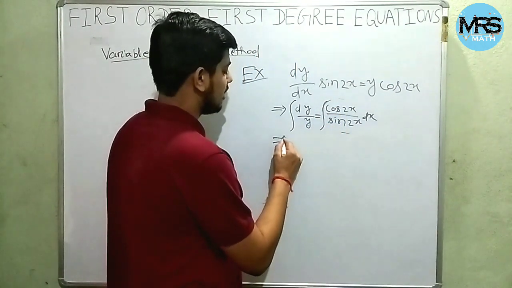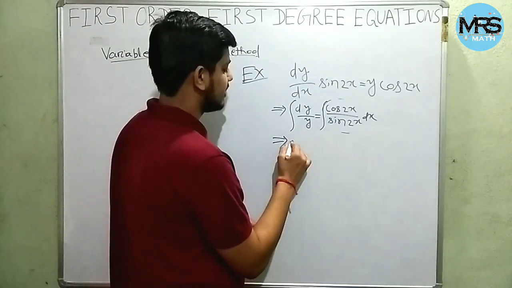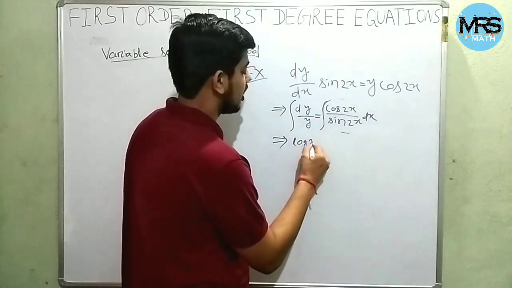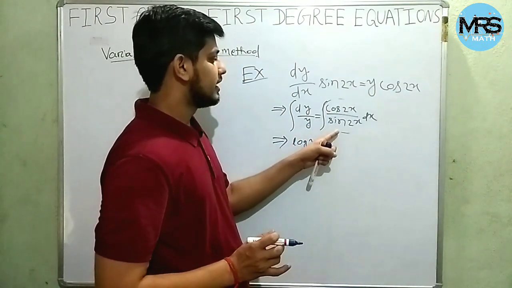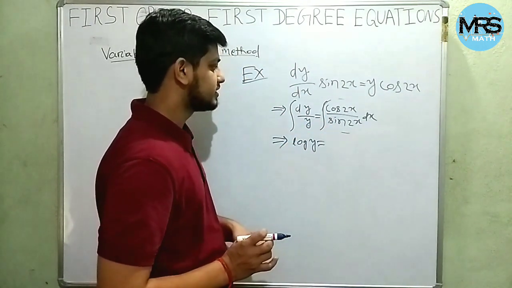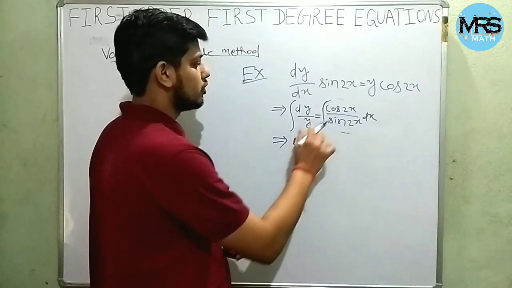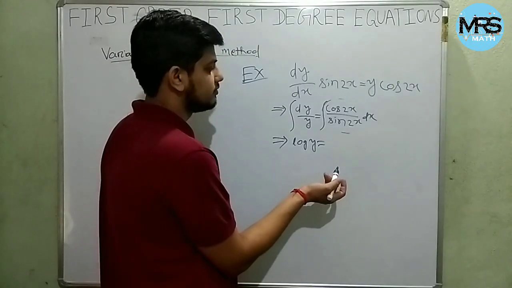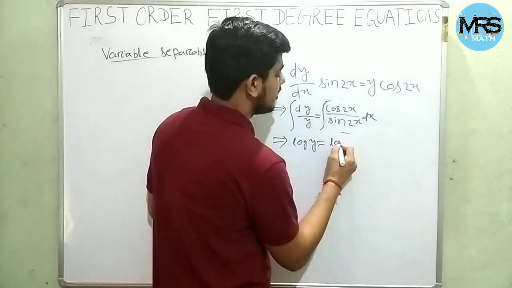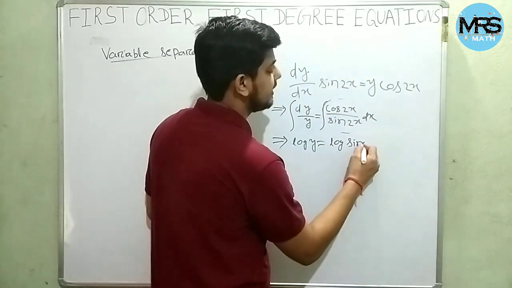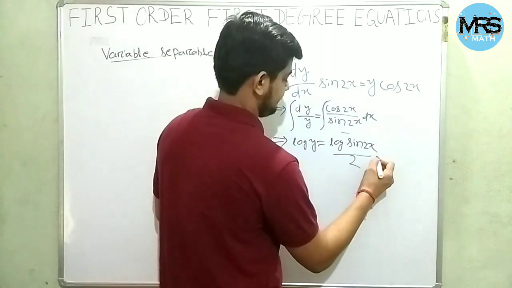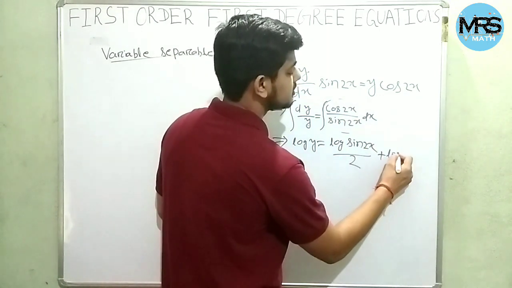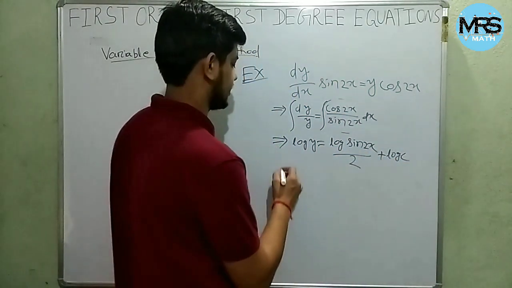So you know how to do integration. This dy by y will be your log y, right? And this side it will be cot 2x, right? Cot x integration is ln sin x, right? So this will be log of sin 2x, log of sin 2x by 2, right? Plus some log c, that is integration constant, right?